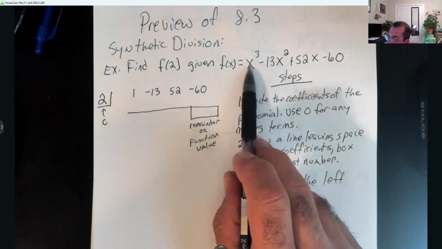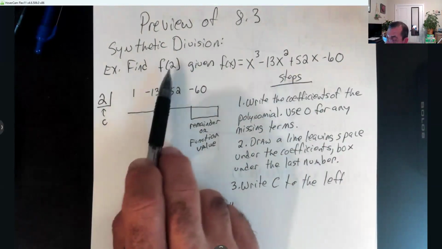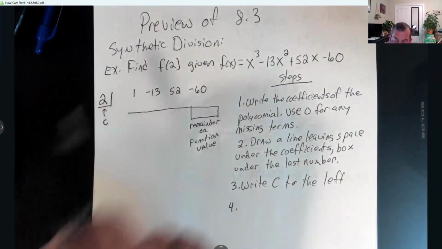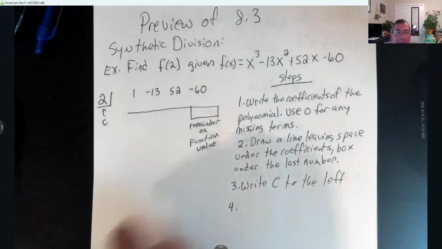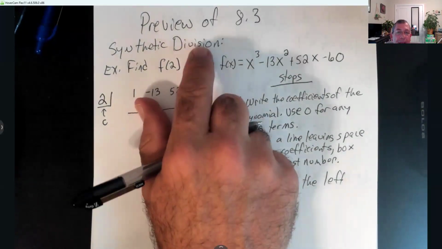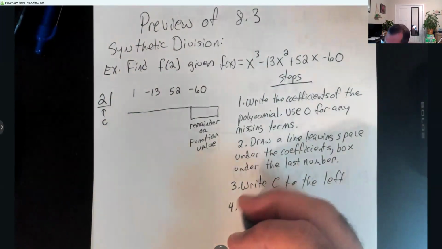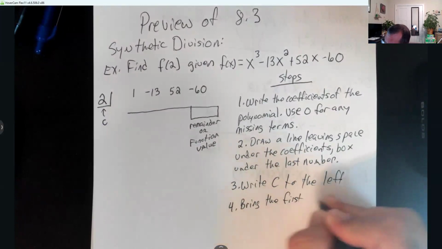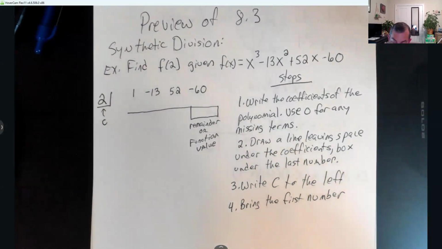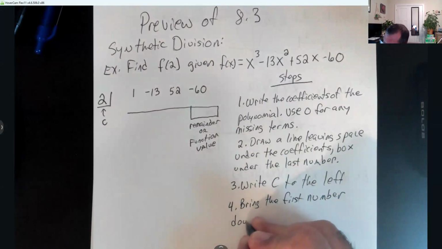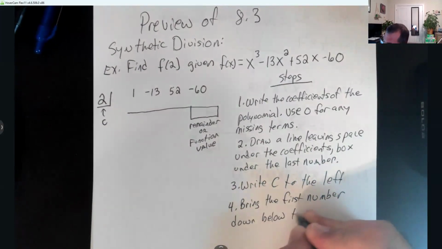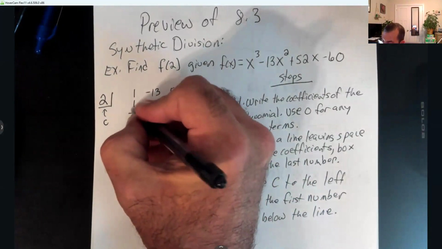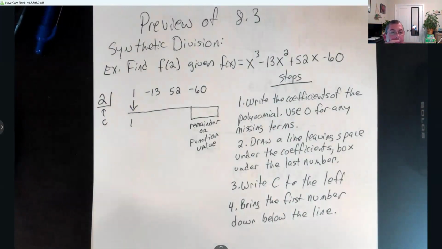All right, so my polynomial gives me the coefficients. The function value is equal to my C here. So now we're going to work this using what we call synthetic division. The first step of synthetic division, you're going to bring the first number down below the line. All right, so my first number is a 1. I'm going to bring it straight down below that line.